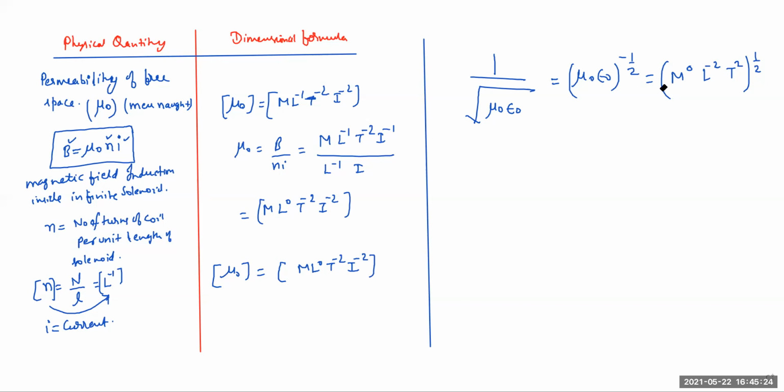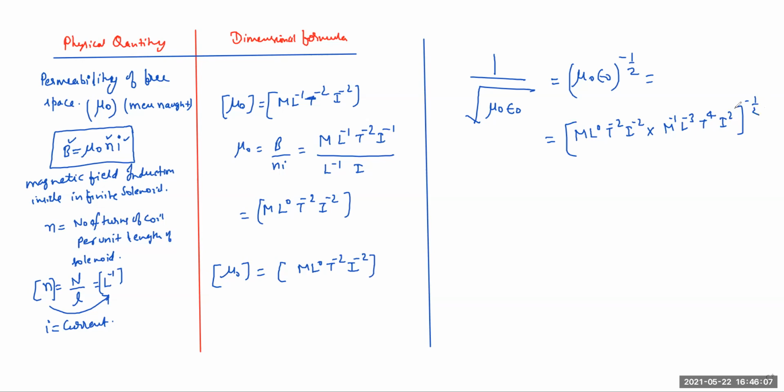Okay, so something is wrong then. Then this is not right. L should be by 2, so I need to check the dimension of L also. Minus 3. Okay, mu naught is M L0 T minus 2, I minus 2. What was epsilon naught? Tell me. M minus 1, L minus 3, T4, I2. L minus 3, okay. T4, I2.